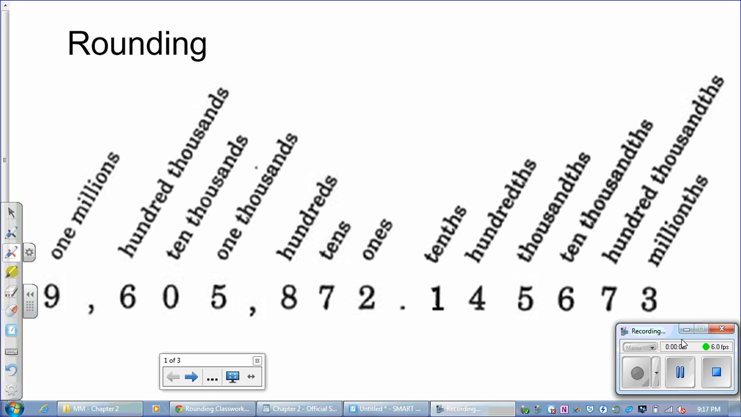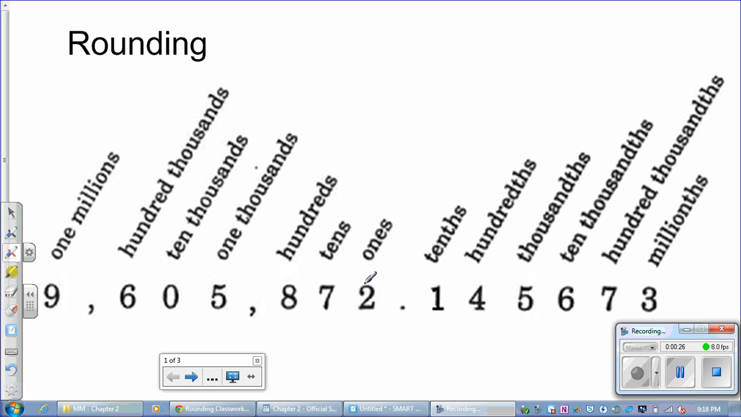Welcome to rounding. We're going to take a few examples and look at them. As long as you pay attention and think about it, it shouldn't be too bad. So we're going to start off with the number 9,605,872 and 145,673 millionths. Millionths at the end there, meaning the decimal places off of those.